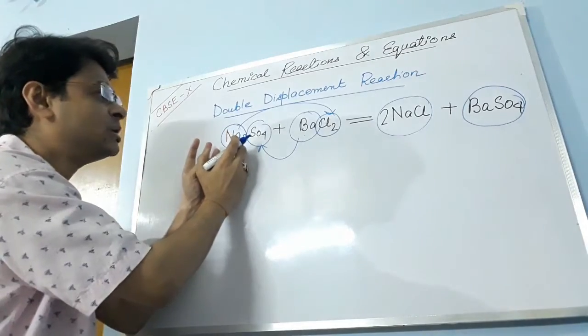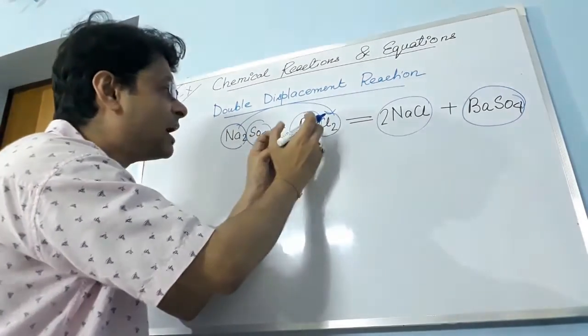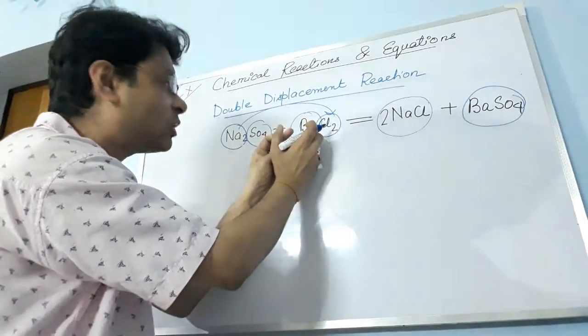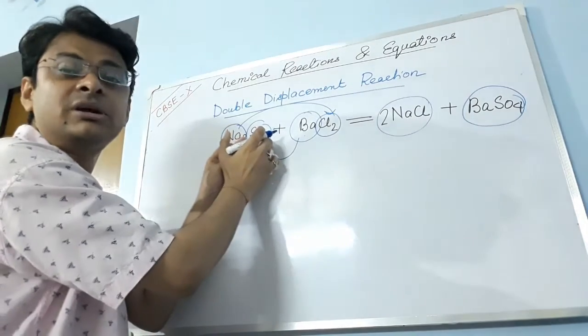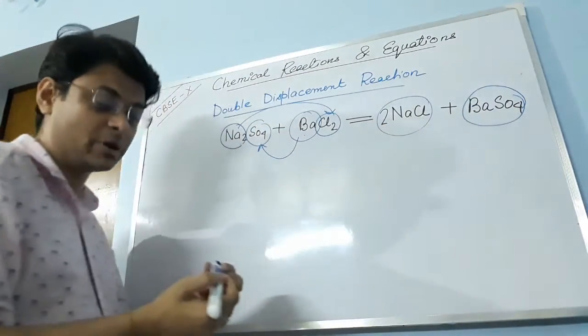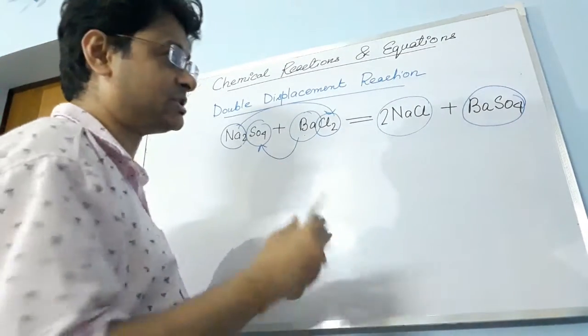The positive sodium radical takes the negative chlorine part, and the positive barium of barium chloride takes this left out negative sulfate part, and it exchanges the group and forms two compounds. So this type of reaction is called double displacement reaction.